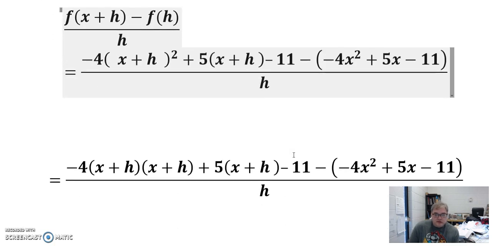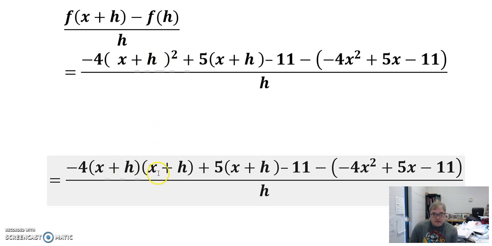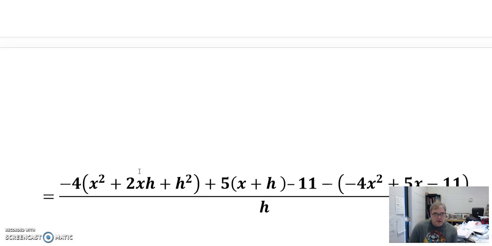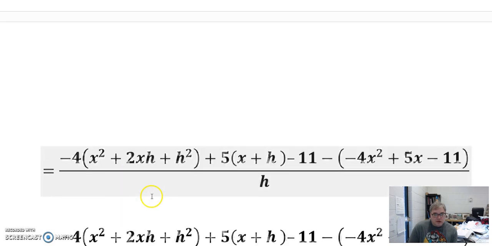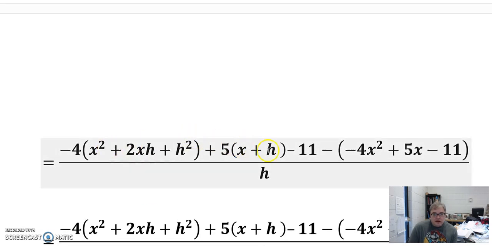And then I slowly start to simplify this. First thing I'm going to worry about is this x plus h squared, that binomial squared. So I'm going to write it like that so I remember to FOIL it. And on the next step, I have it FOILed out. And I haven't done anything with the rest. You could at this stage or not.